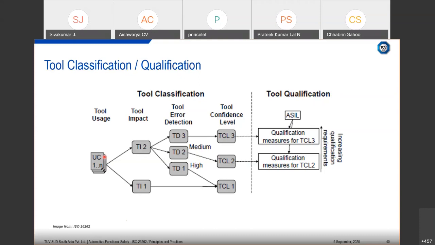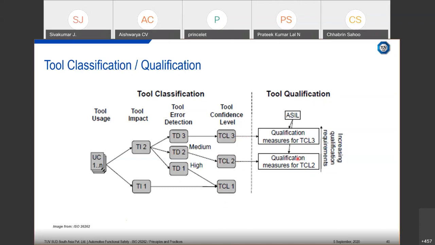In that way you need to analyze each and every use case and then see whether the tool impact is there or not. If you say impact level 1, it is TCL 1, then it does not require any further qualification. But in case you identify TI2, that it is going to be an impact, then you also need to look for the detection. So the detection may be within the tool or maybe within the organizational process by having another kind of testing or maybe a review process or whatever it is. So you need to bring it as a detection capability. Based on that, again, you need to arrive at the TCL level. In case you identify TCL 2 or 3, then it requires additional qualification.